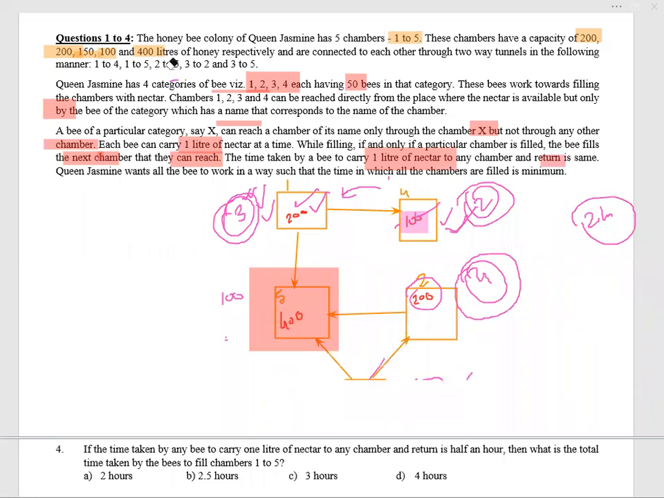Okay. Understand the concept here. Category 4 can go to 1 but cannot go to 5, because any category of bee can go only to the immediate next. There should be a direct connection. So first 1.5 hours, all 3 filled up. It will take 2 hours to fill up this. So in the last half hour of the first 2 hours, only 2 categories are contributing here, and the contribution will be 100, 50 each.